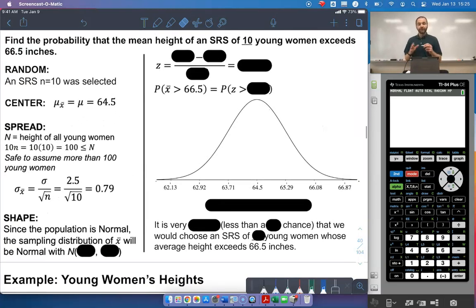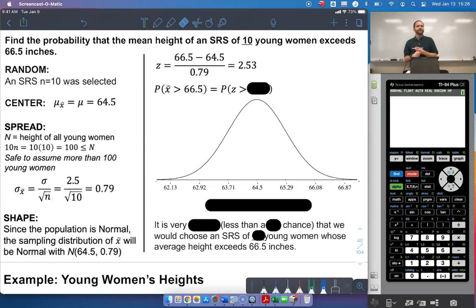All right, so the shape. Since the population is normal, the sampling distribution of x bar will also be normal. It's going to have the same center. However, its spread, its standard deviation, is going to be smaller, and it's that 0.79 we calculated. Now we go back to what we did before. We're going to find z-scores. I'm trying to find the probability it exceeds 66.5, so you can see that right here. What am I going to do next? I'm going to subtract my mean. It's the same mean, mu of x bar equals mu. However, I divide by the standard deviation, which is now 0.79. And in this case, I get 2.53.